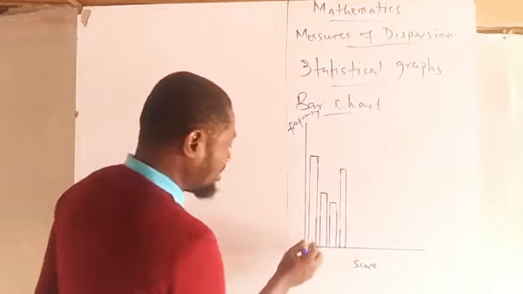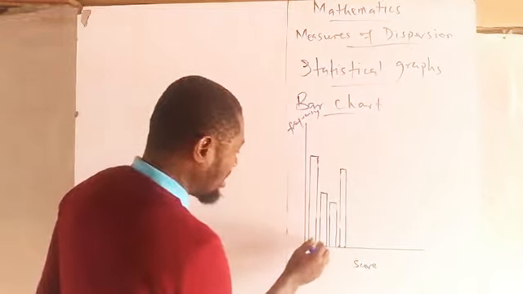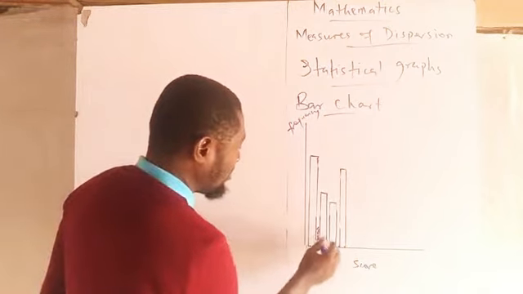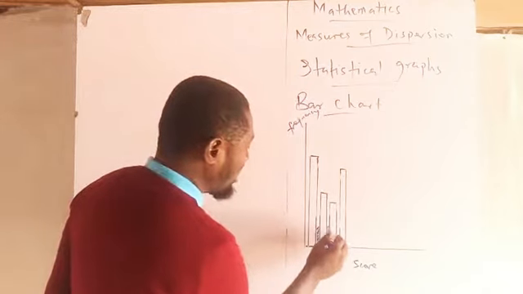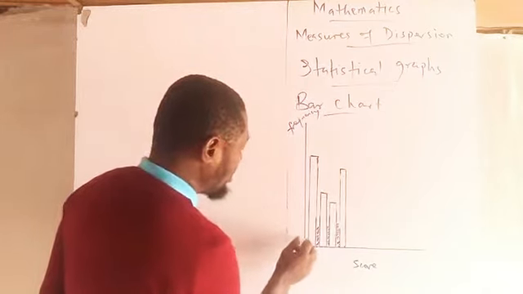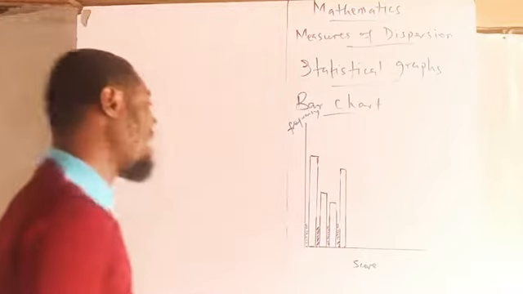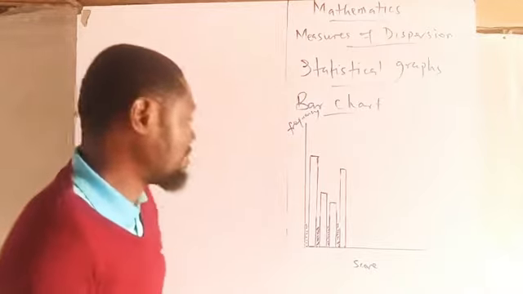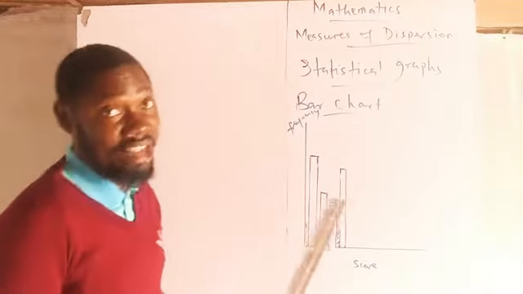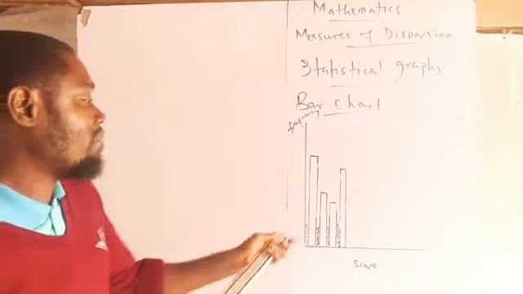And look at the spaces created. The bars are not joined together. So this is how your bar chart looks like in this form. You are not to dot the space. I just did that for you to understand better that bar charts are not joined together.